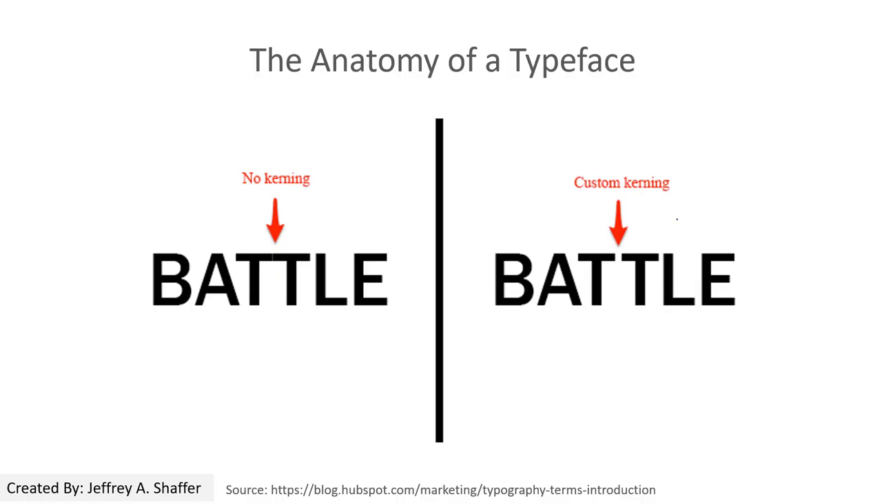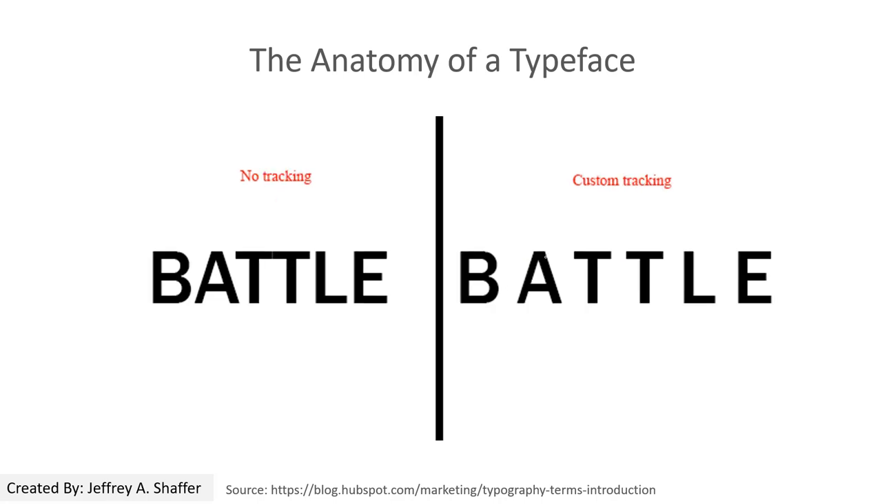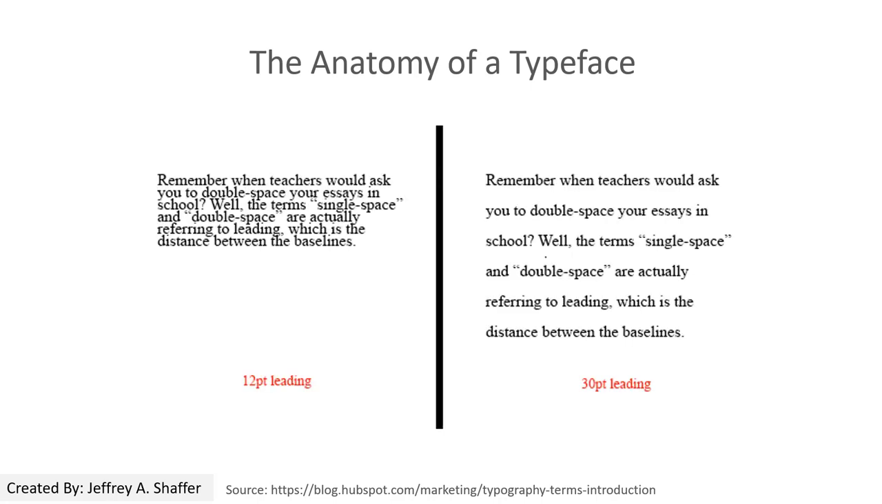Okay, and also the kerning. So kerning means the space, the modification of the space between those two letters. Okay, and also tracking. So tracking is similar to kerning. However, tracking adjusts the space between all letters. And also the leading. So leading is defined as the distance between the baselines.